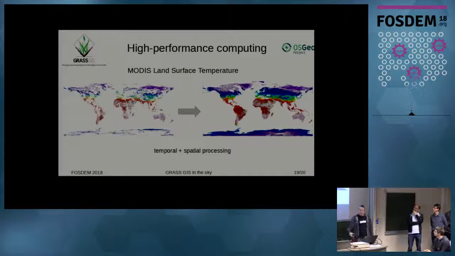Another example, also what we did recently, is land surface temperature processing. We have, in this case, a time series of about 30,000 maps, which we processed with HPC methods. And so essentially we want to get from gaps in space and time on the left-hand side to the fully reconstructed map on the right-hand side. And we want to do this 30,000 times in parallel, something like this.